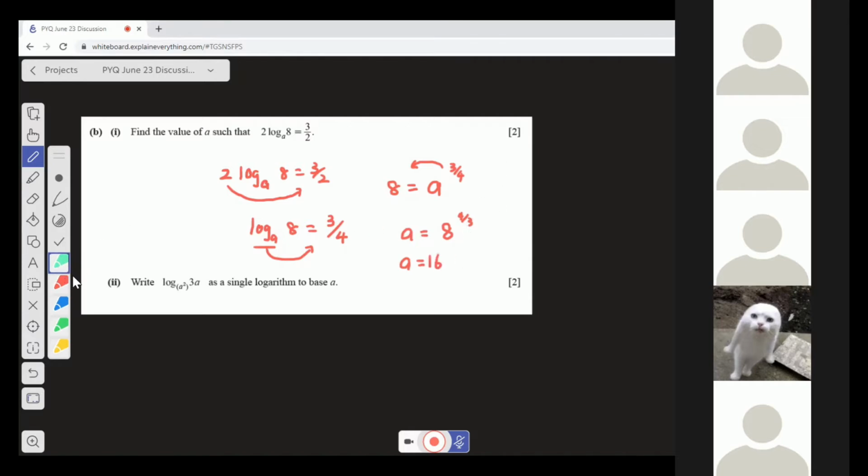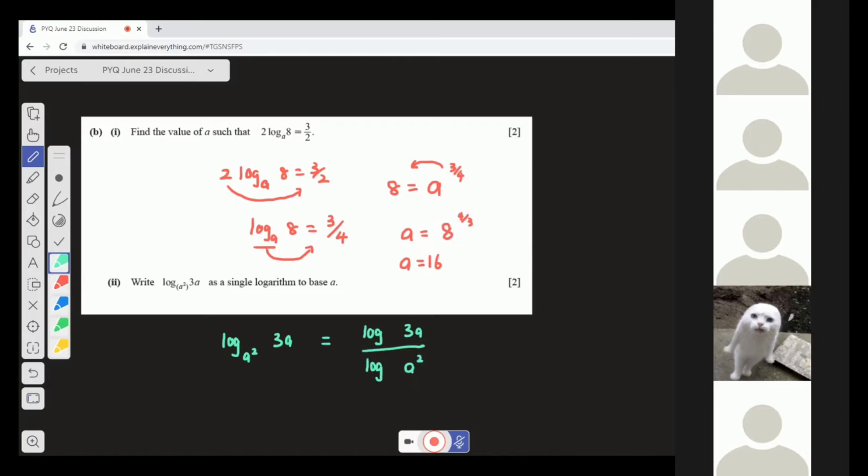And then maybe Sean, can you tell me how to do number 2? Log to the base of a squared, 3a. So what should we do next? Remove the square first. We can't remove the square because it's at the base. All right. Change of base law? Change the base, yes, because the base is a bit weird. So I change the base, log 3a over log a squared.